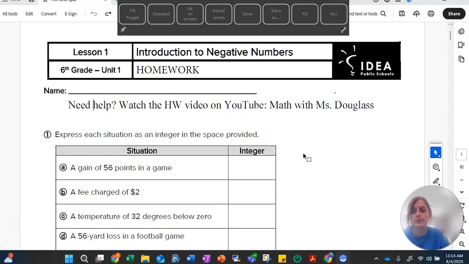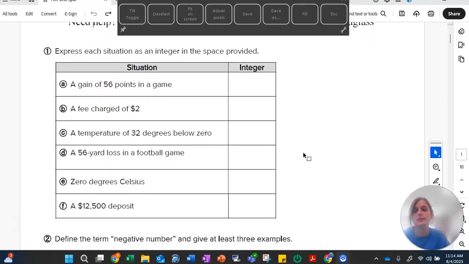All right, so our first set of problems is a chart, and we are looking at sentences, and we're going to write the integer that we read in them. So remember, integers can be positive or negative, and for the sake of this homework, if you think it's a positive, I want to see a plus sign. So for example, the first sentence says a gain of 56 points in a game.